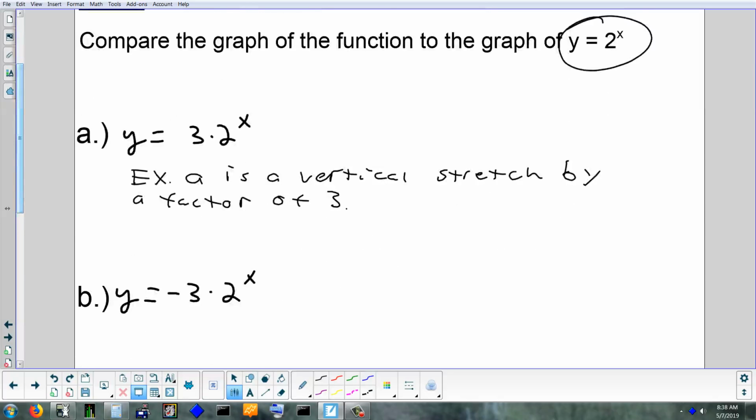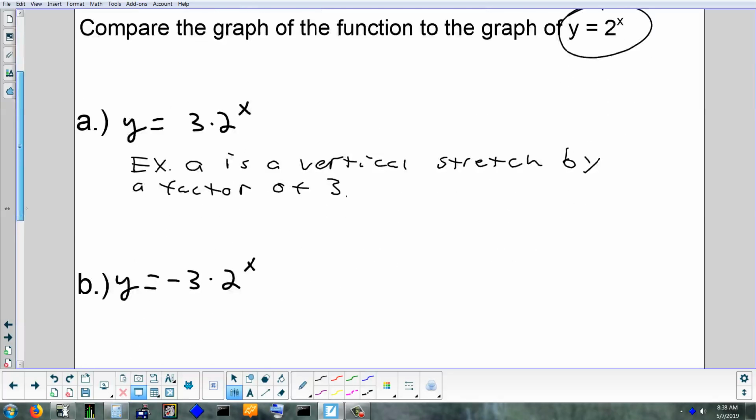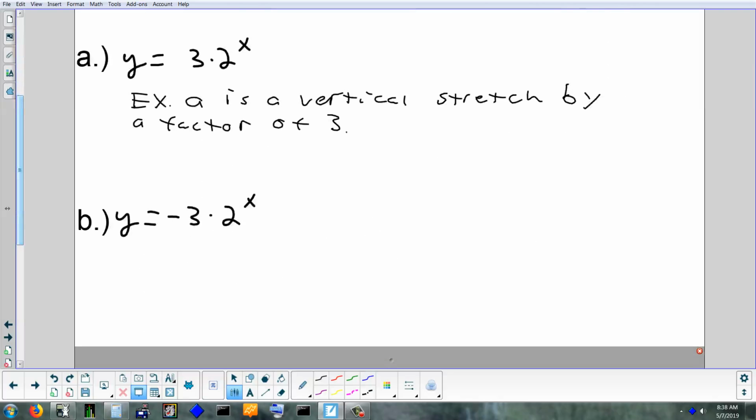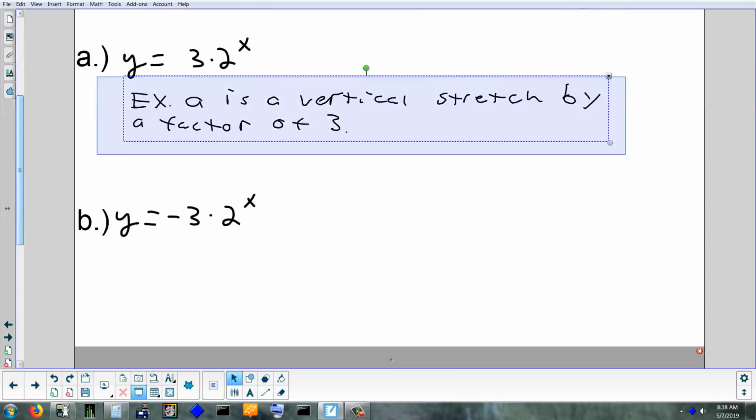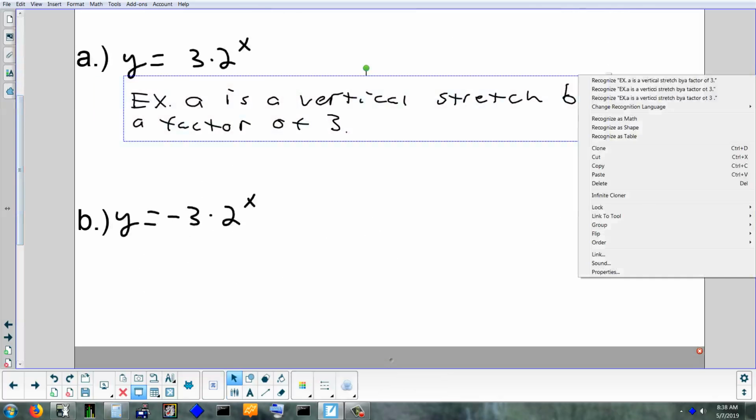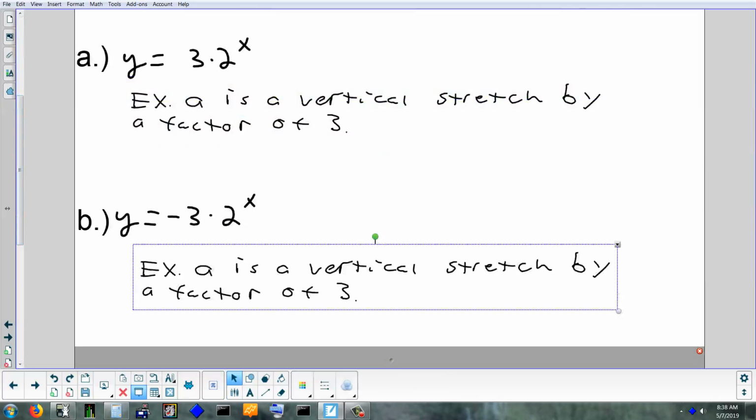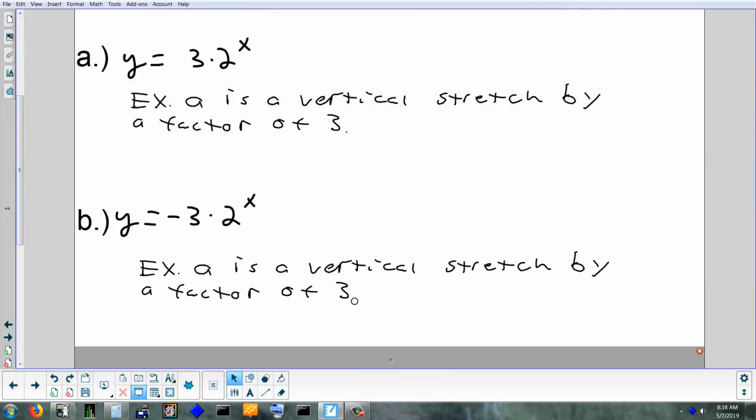Right, so I just said example A, that one's a vertical stretch by a factor of 3. How about example B? Vertical stretch by a factor of 3 reflected over the x-axis. Yeah. So I'm just going to paste what I already have there. It's a vertical stretch by a factor of 3. And Donovan said one other thing, reflected over the x-axis.